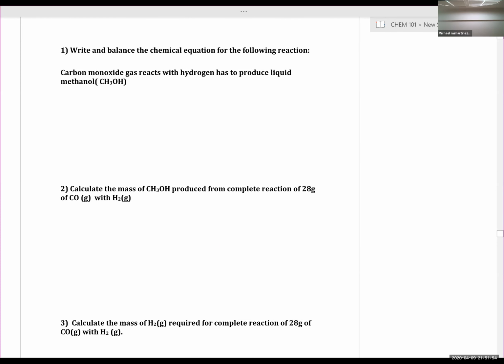This time we're asked to write and balance the chemical equation and do a series of mass-to-mass conversions. These questions are very similar to what you'd see on an exam. We're given that carbon monoxide gas reacts with hydrogen to produce liquid methanol. What's the formula of carbon monoxide gas? CO, that's exactly right. What is the formula of hydrogen gas? H2, exactly right. And methanol is CH3OH.